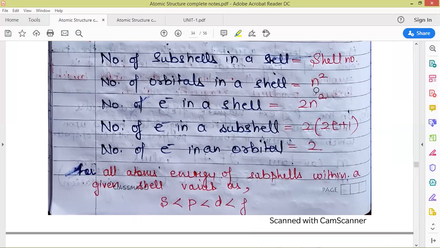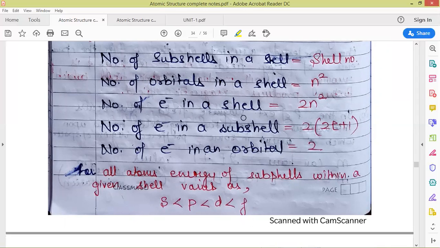1 square means 1. For the value of n as 2, L is going to be 0 to n minus 1, means 0 and 1, and that means it has 4 orbitals. One is 2s orbital and 3 2p orbitals are there. By 3 2p orbitals we mean that it has 2px, 2py and 2pz orbital based upon the 3 orientations of p subshell.